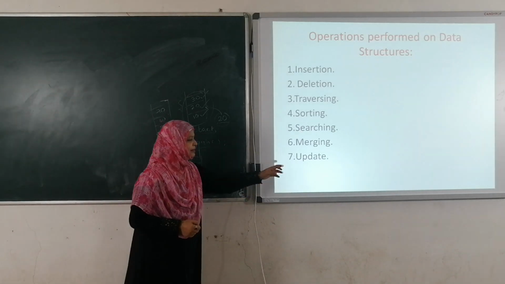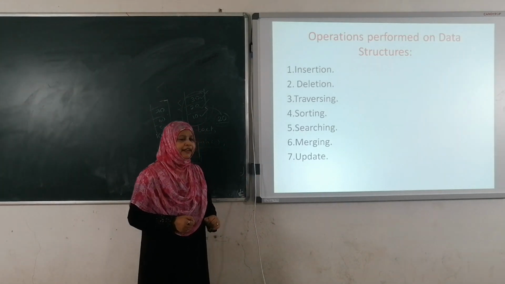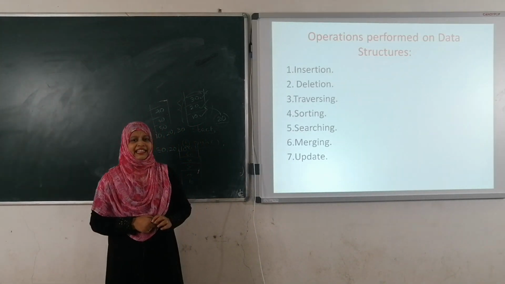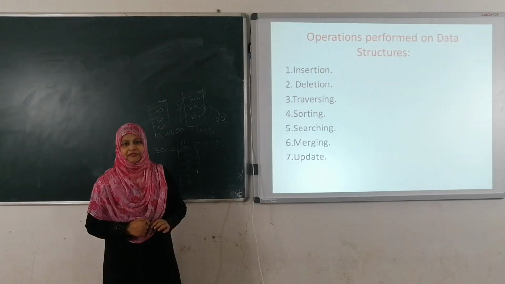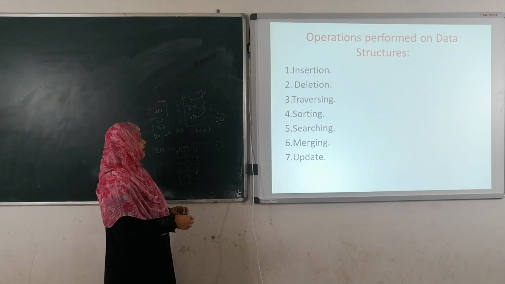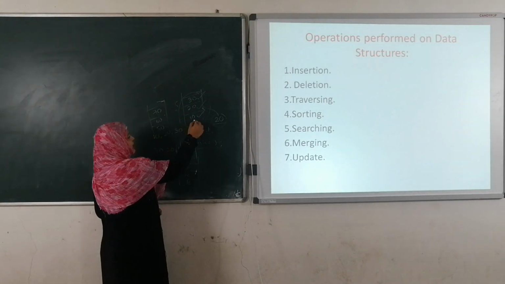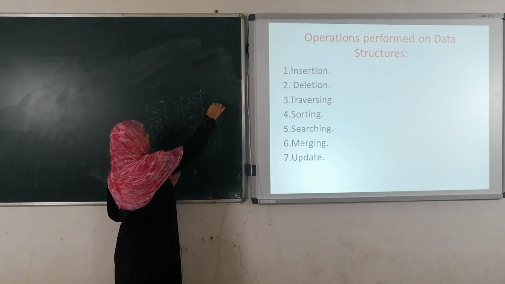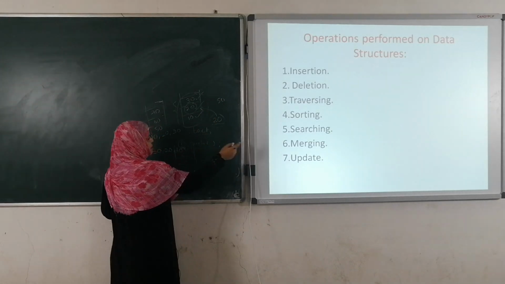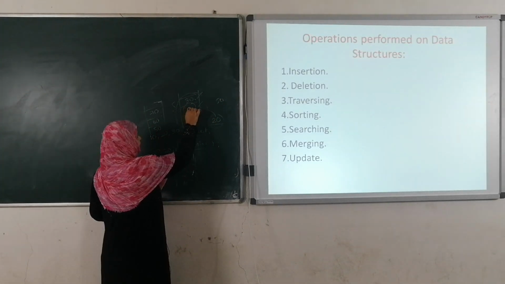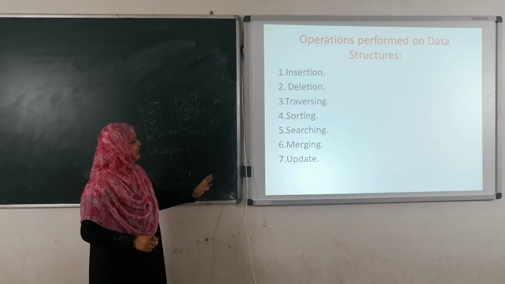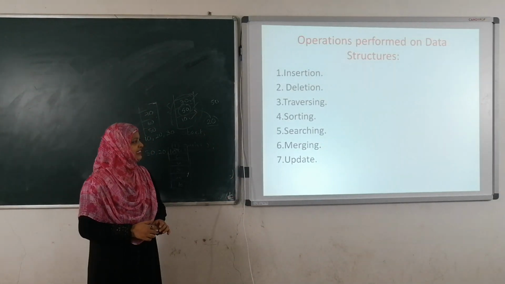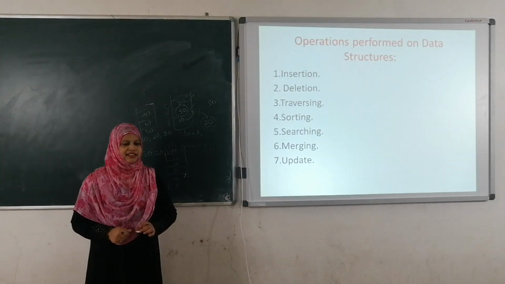Next is the update operation. Update means we are modifying, or replacing, one element with another element. For example, here 10, 20, 30 is there. I want to replace the element 20 by 50. By using the update operation, 50 replaces 20. These are the basic operations which we can perform on data structures.